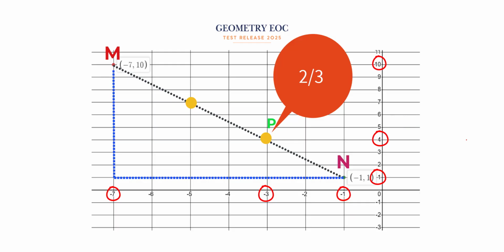Final coordinate of point P. Earlier we found the x-coordinate was -3. Now we found the y-coordinate is 4. So the full coordinate of point P is (-3, 4). Notice something important here. We didn't memorize a formula. We understood that a ratio tells us what fraction of the total movement to take, both horizontally and vertically. That's coordinate geometry thinking.